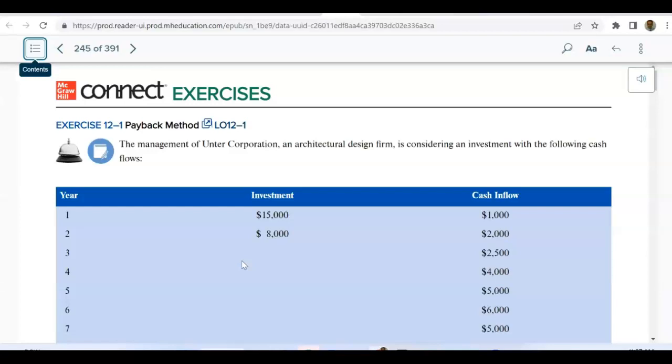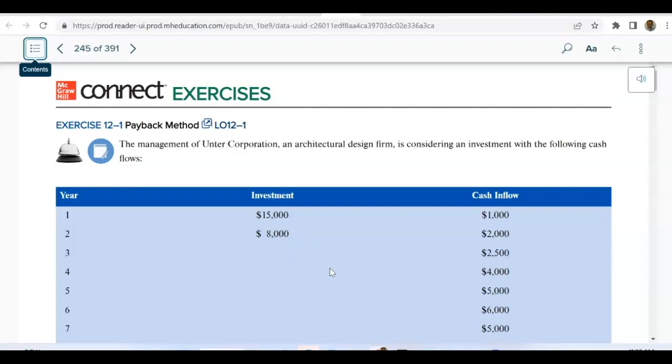So let's do from number 1. Why not, I believe. So the management is considering an investment with the following cash flows. So they are estimating the cash flows in year 1 will be $1,000, year 2, 2,000, and so forth. The investment in year 1 needs to be $15,000 and additional investment of $8,000.